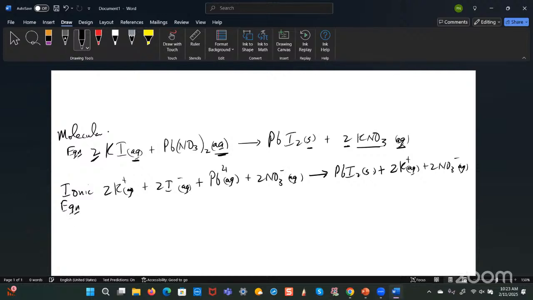So the next step is the net ionic equation. Now, let me see if you remember what I said about obtaining the net ionic equation. How do we get from the ionic equation to the net ionic equation?